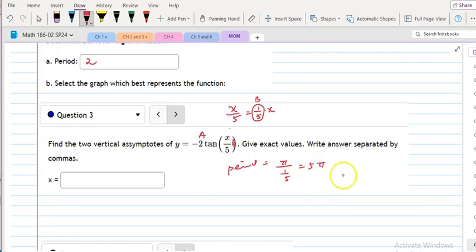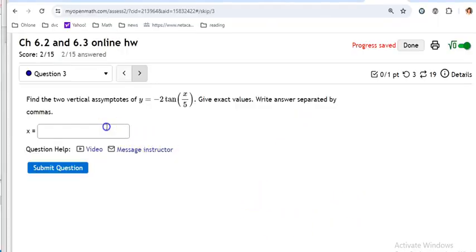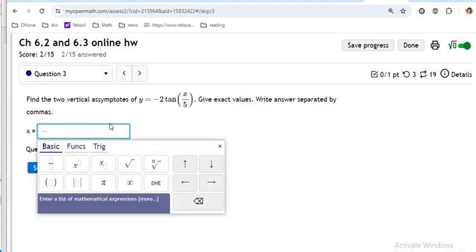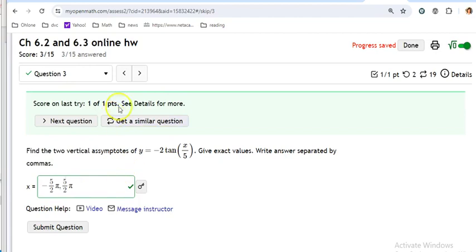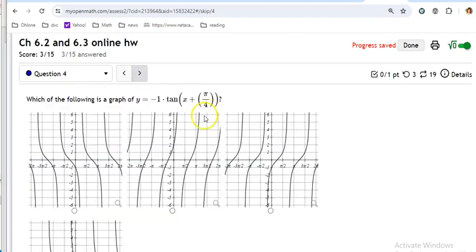So it's 5 pi. That means from the middle, you go half of 5 pi in each direction for the asymptotes. So negative 5 over 2 pi and 5 over 2 pi. I'll write it as negative 5 over 2 pi, comma, 5 over 2 pi. So the two asymptotes are half a period from 0.